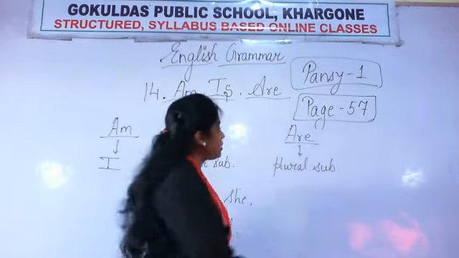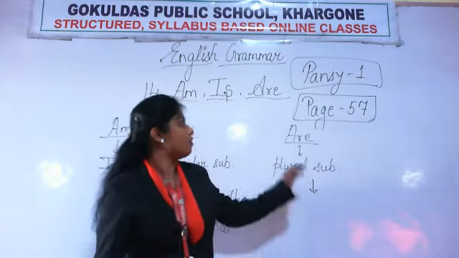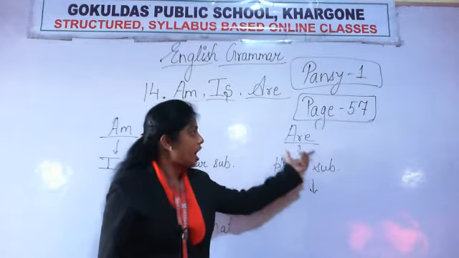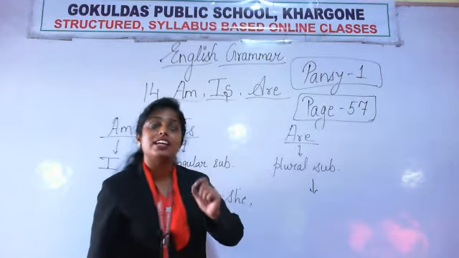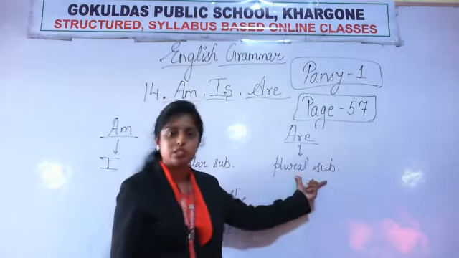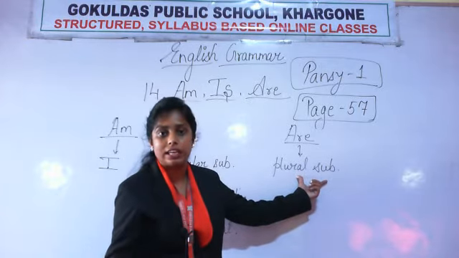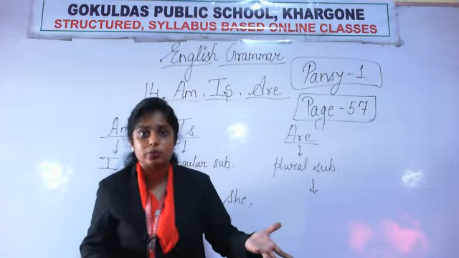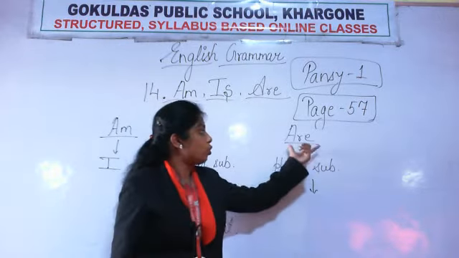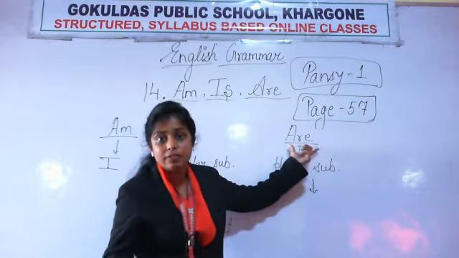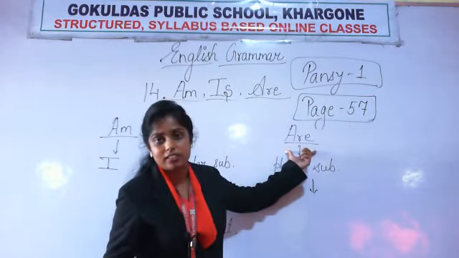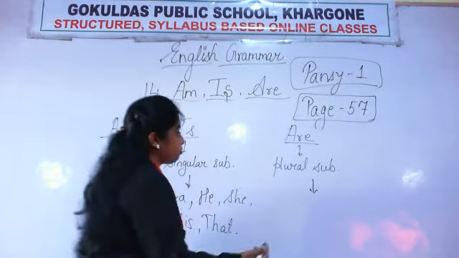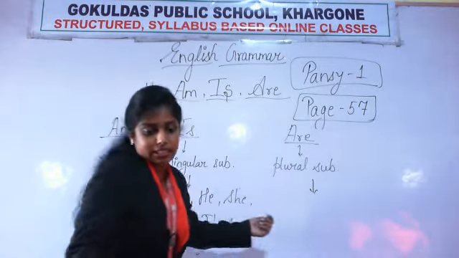Then plural subjects. We always use are as the verb when the subject is plural. हम हमेशा are को as a helping verb use करते हैं जब हमारा जो subject होता है वो plural होता है. ठीक है, that means हम एक से ज़्यादा चीज़ों के बारे में जब बात कर रहे होते हैं किसी भी sentence में, तो जो helping verb हम use करते हैं वो है are. I am talking about present tense sentences. So now what are plural subjects?